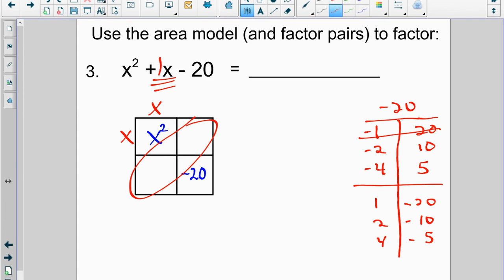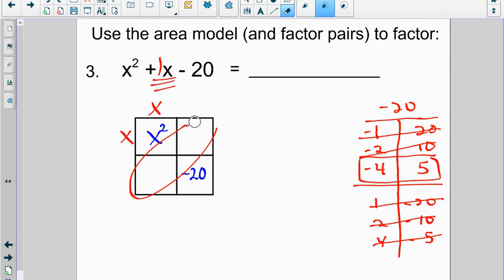Well, it's not going to be -1 and 20. It's not going to be -2 and 10. It definitely is going to be -4 and 5, because that's the only pair of numbers that will multiply up to -20, but also add up to that middle coefficient of 1. And the other ones don't work either. Even this last one, 4 and -5, that's going to add up to -1, not +1. So that gives me a clue. That gives me the numbers that I want to use.